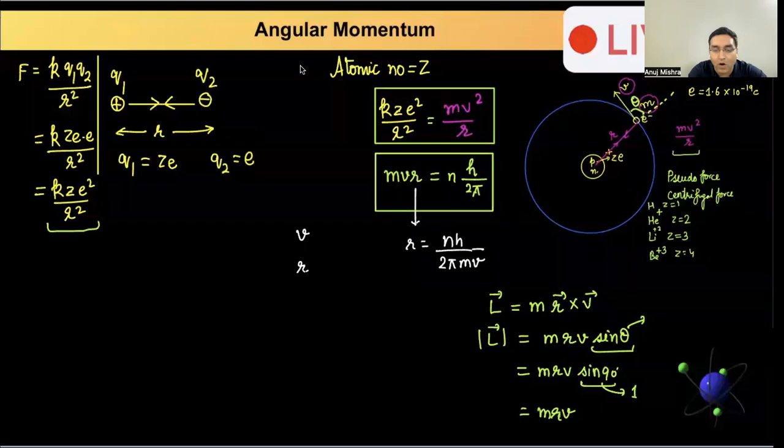Okay. कॉमोदी ने तो आंसर निकाल दिया, n square h square upon 4 pi square m k z square. क्या बात है, बहुत ही बढ़िया, वेरी गुड.